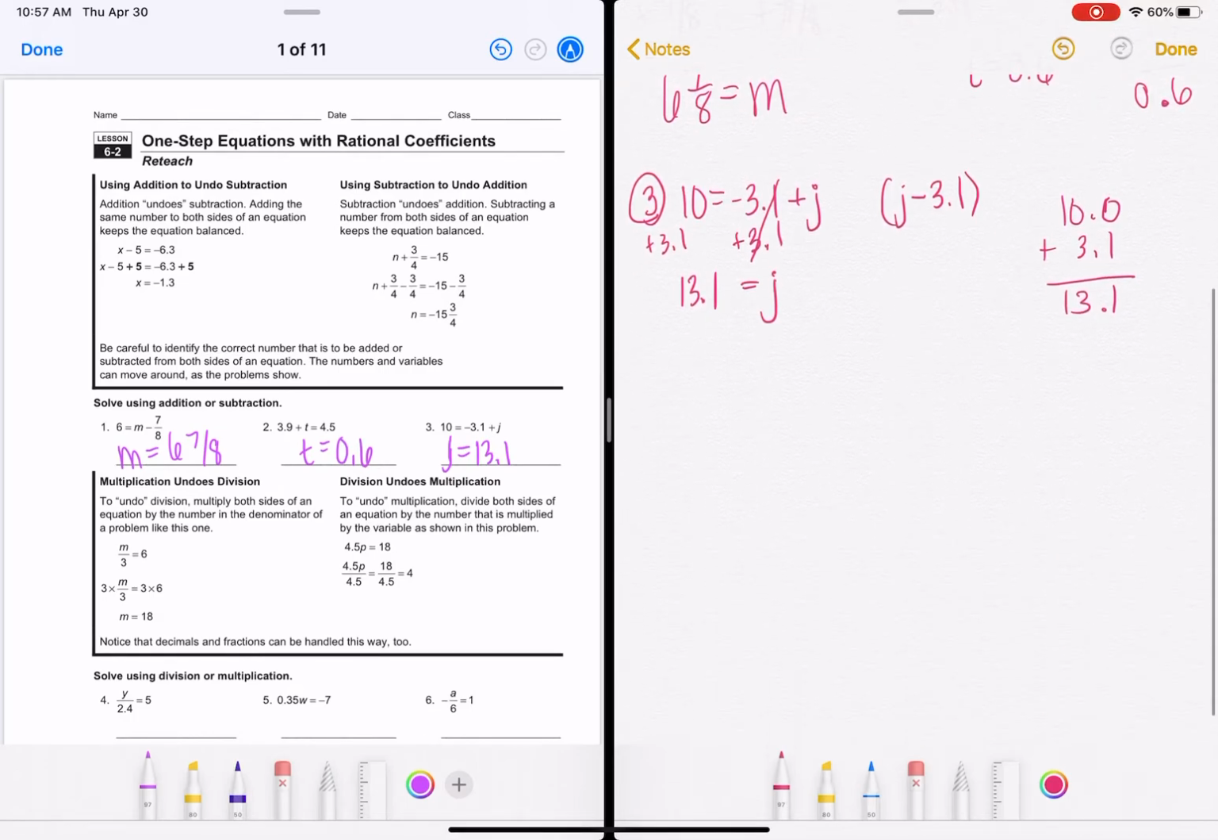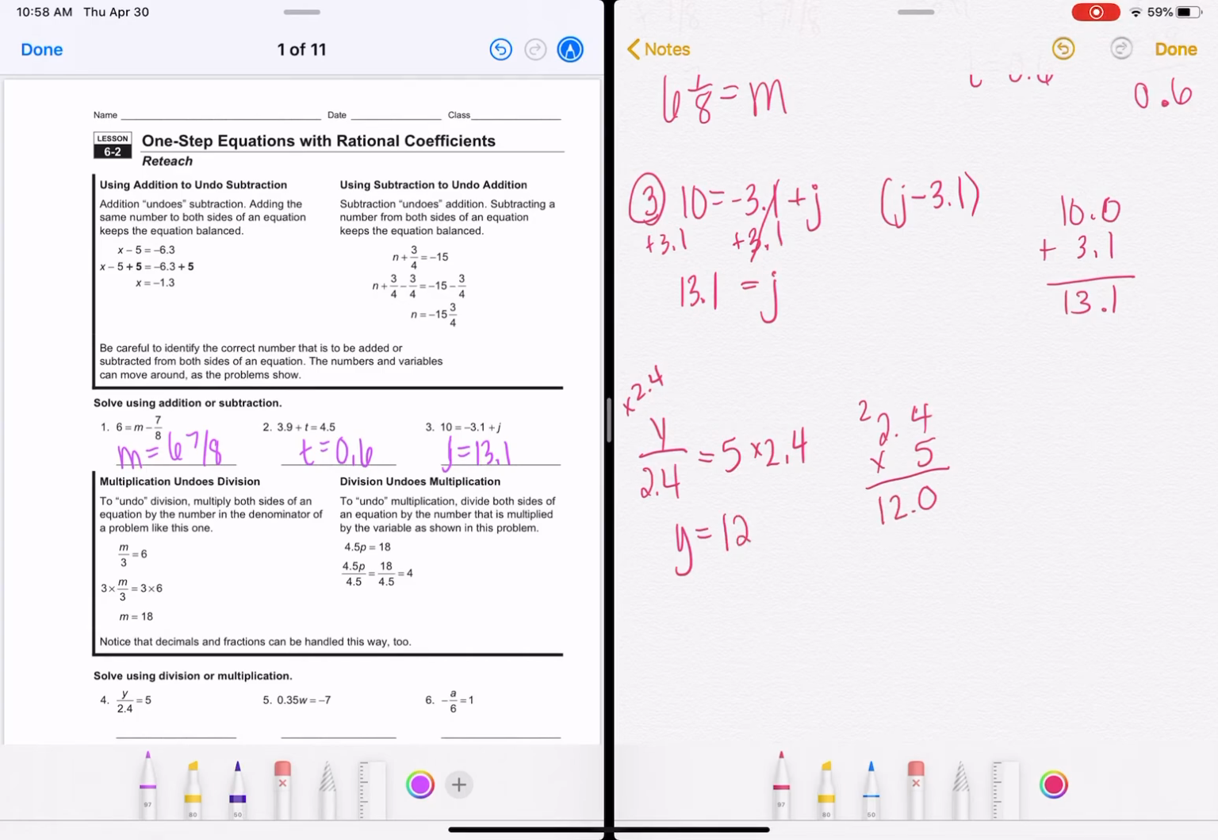Alright, now we're going to move on to multiplication and division. Multiplication undoes division, and division undoes multiplication. So number 4, we have y over 2.4. Now remember, when it's written as a fraction, that means to divide. So to undo division, we're going to multiply both sides by 2.4. So we have y equals 5 times 4 is 20, carry my 2, 5 times 2 is 10, plus 2 is 12. Move my decimal place 1, so y equals 12.